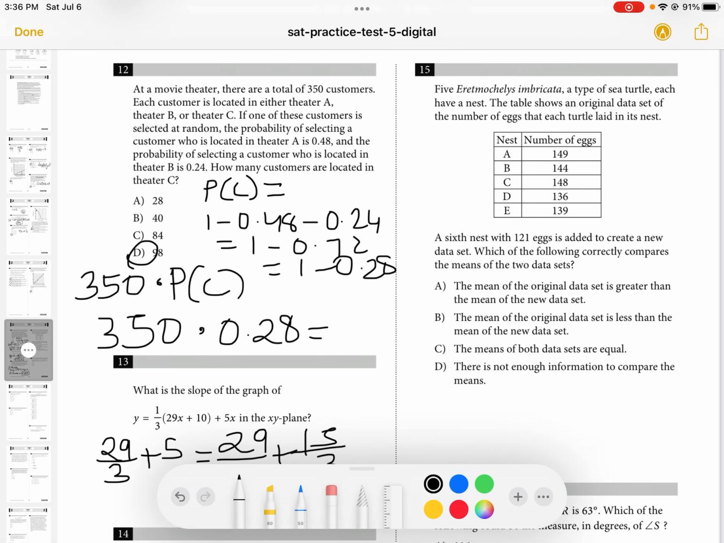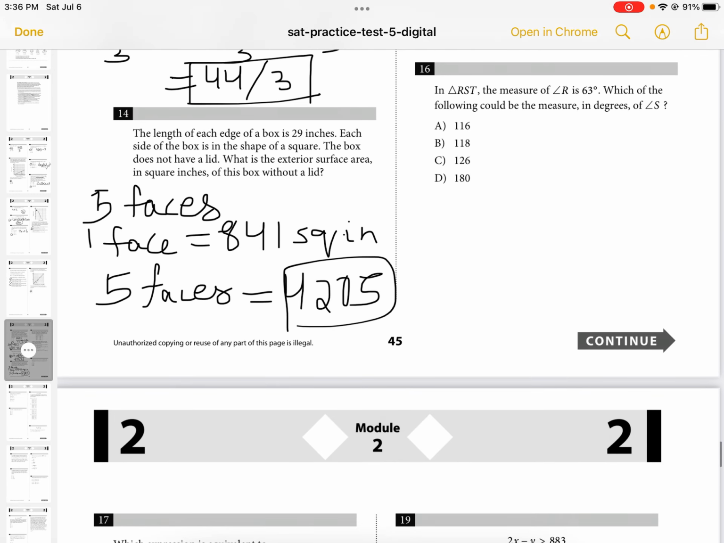Well, the mean of the original data set will be bigger, right? So let's see. It's not C. The mean of the original data set is greater. Okay, good. Alright, on to the next question.